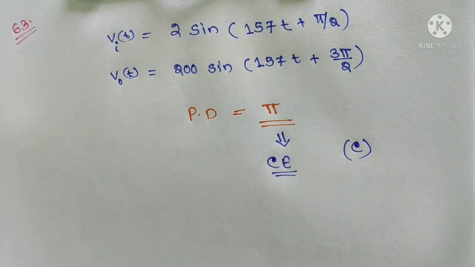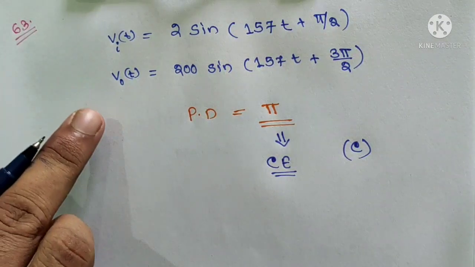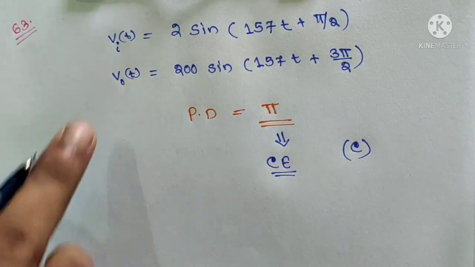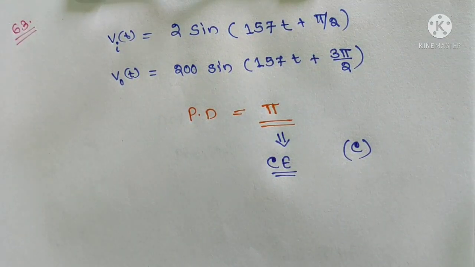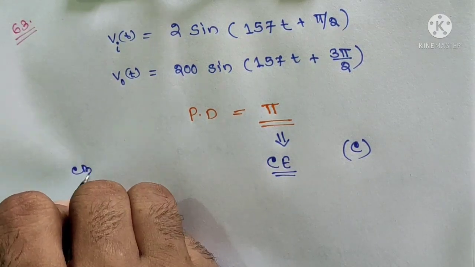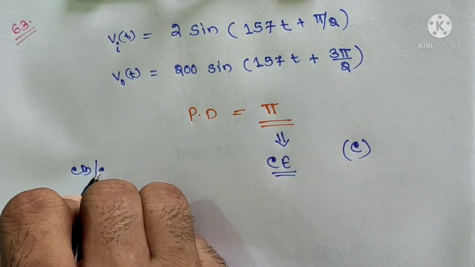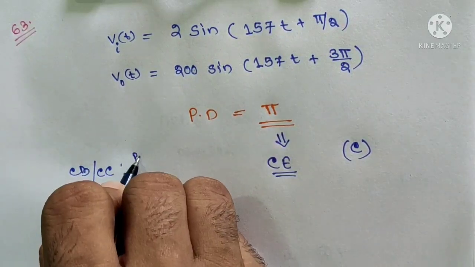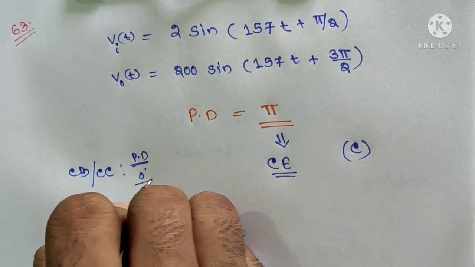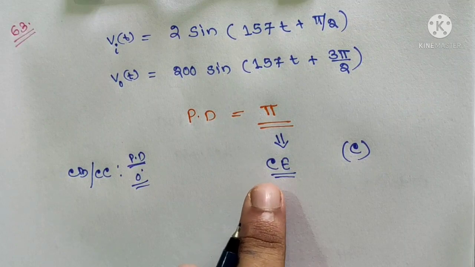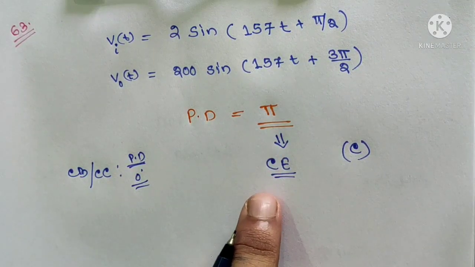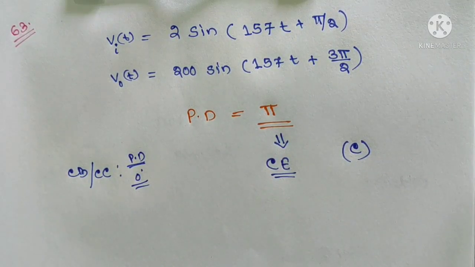Remember that the phase difference between the input voltage and the output voltage for common base and common collector is 0 degree. For common base and common collector, the phase difference is 0 degree. So here it is pi. So this transistor is connected as common emitter.